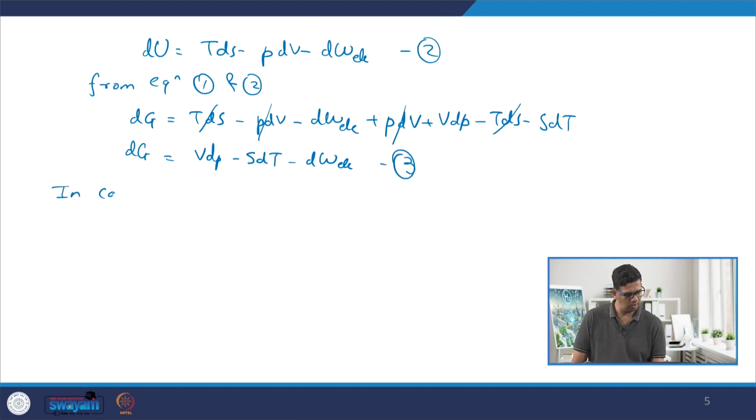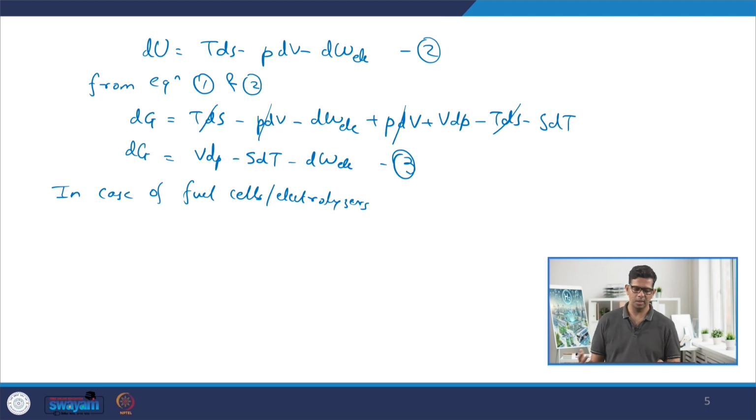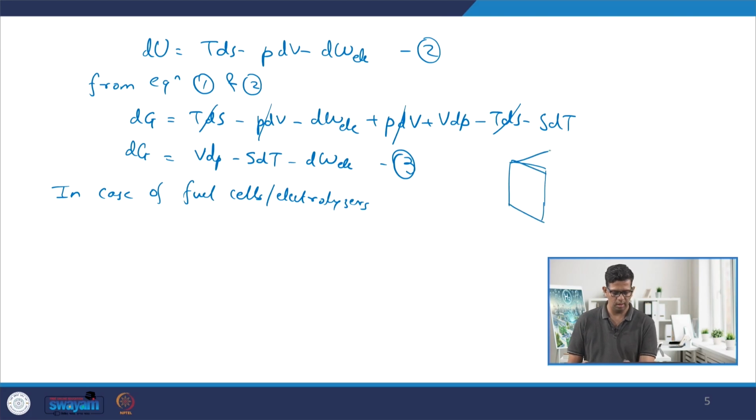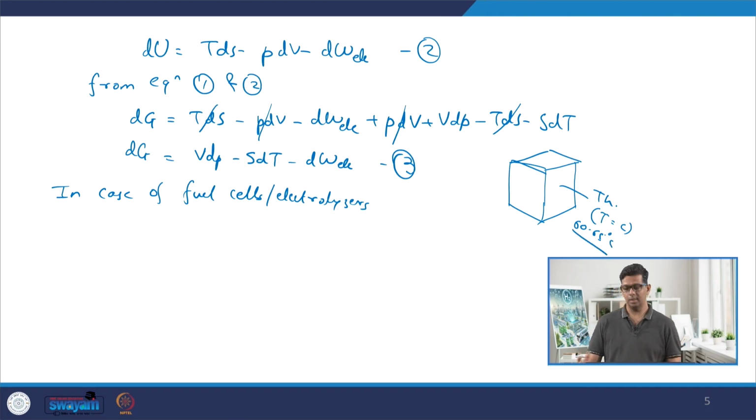So in case of fuel cells or electrolyzers as well, the temperature and pressure are normally held constant. For example, if I show it here, let's say this is a fuel cell, like a black box, and if you connect a thermocouple here, the temperature will be almost constant, since it typically works at 60 to 65 degrees Celsius. In other words, the temperature is constant.